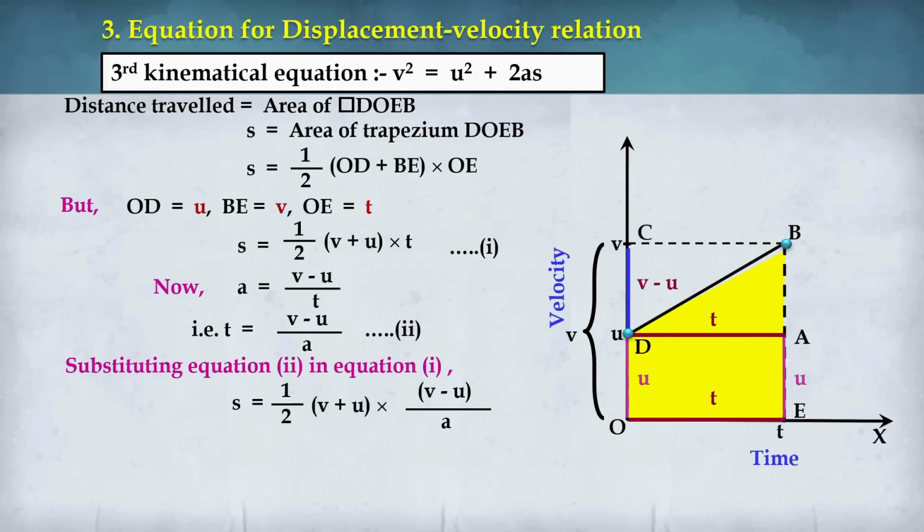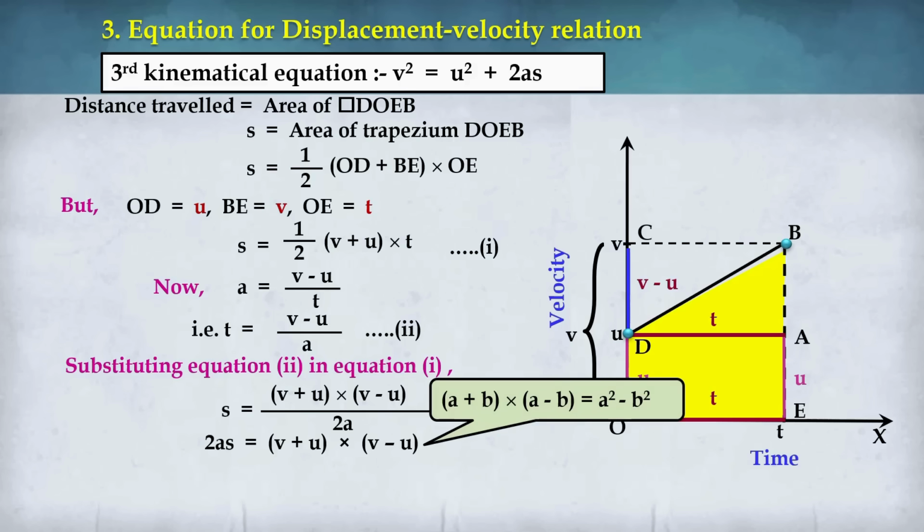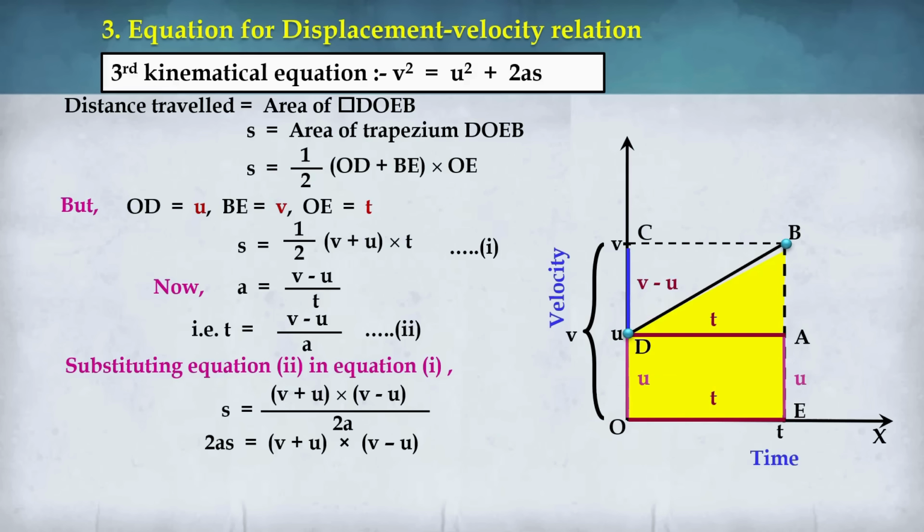Now multiply both sides of the equation by 2 multiplied by acceleration. This gives 2 multiplied by acceleration multiplied by displacement equals the product of v plus u and v minus u. Now we use an important algebraic identity. The product of v plus u and v minus u is equal to v squared minus u squared. Therefore, we get 2 multiplied by acceleration multiplied by displacement equals v squared minus u squared.